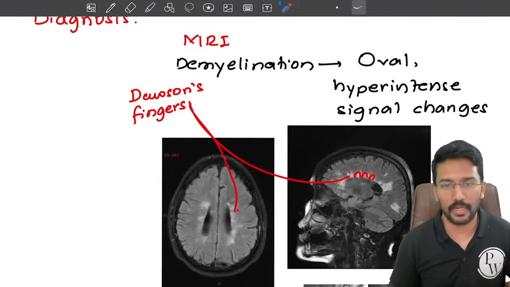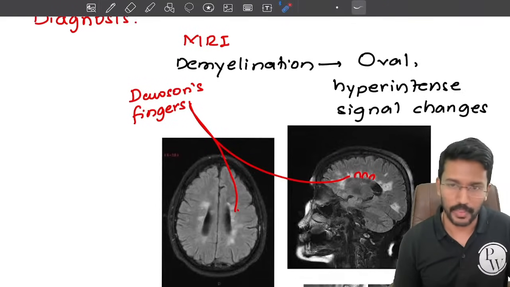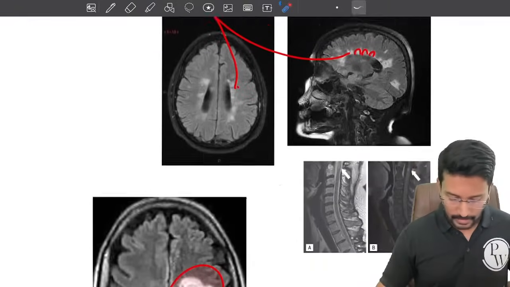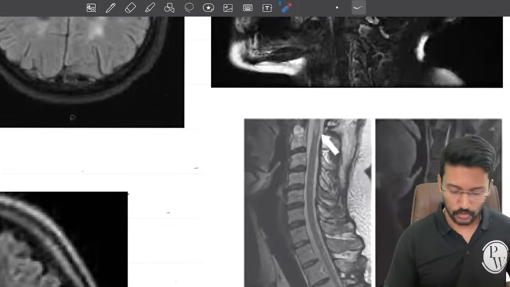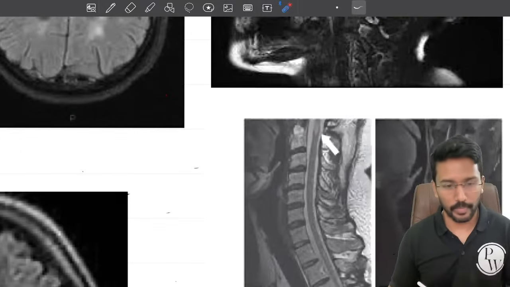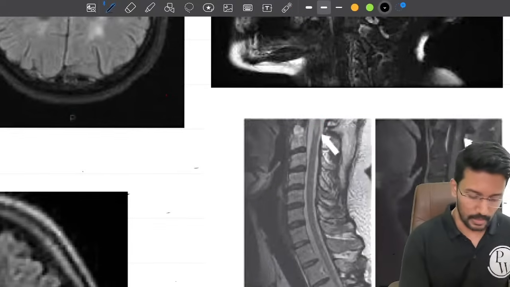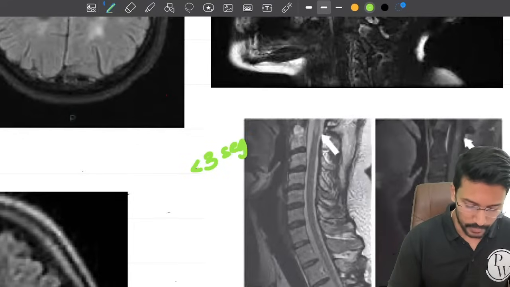Dawson's fingers is a repeatedly asked MCQ. Where do you see that, and identification of that in the exam, in the images. Both are important points. As I've already told you, demyelination can also affect the spinal cord, in fact, the spinal cord is the most common site. Remember, when demyelination affects the spinal cord in multiple sclerosis, it involves less than 3 segments of the spinal cord, less than 3 segments.